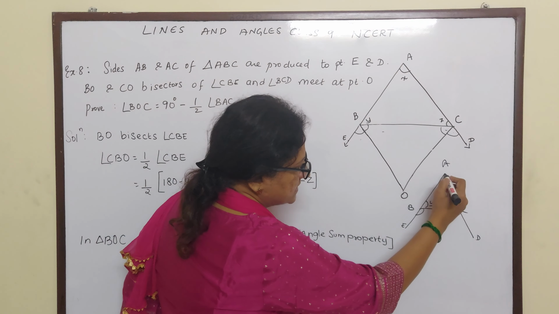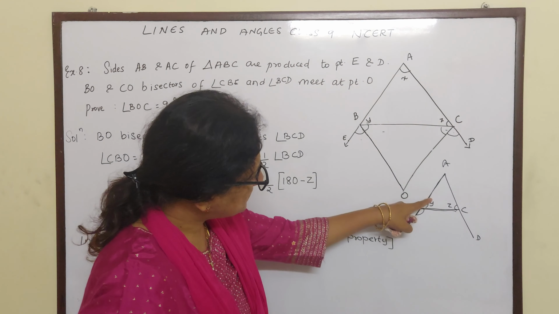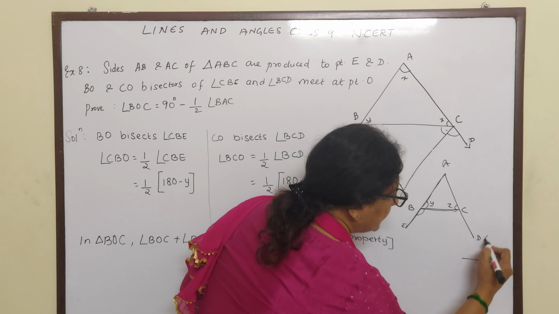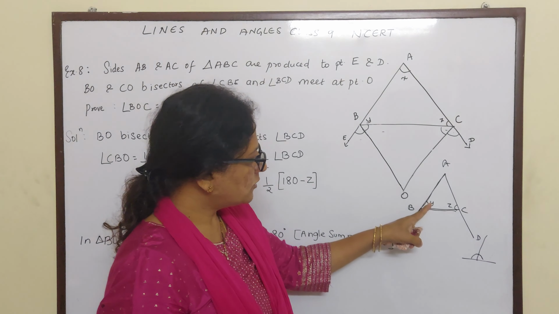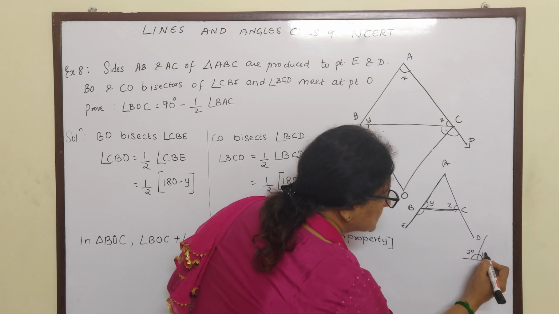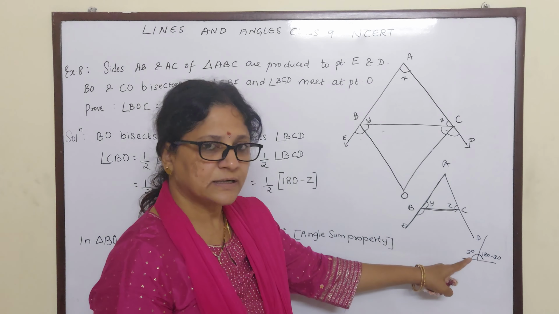Now, if you see, this is a straight line and this is a ray standing on it. So these form a linear pair, right? Linear pair means this plus this will always be 180. So if suppose this is 30, then this will be 180 minus 30, that is 150. That's why we get 150 plus 30, 180.